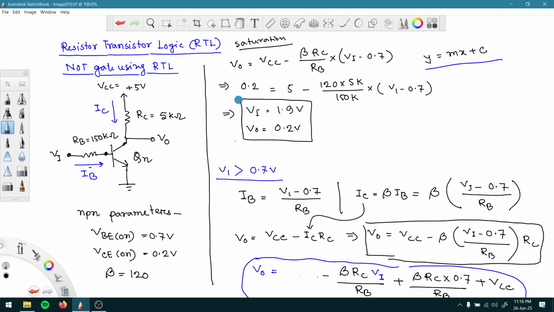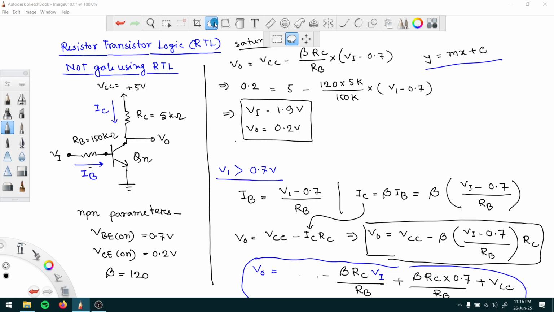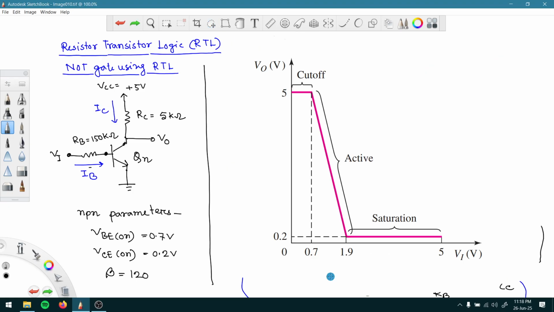Now using all of these values, we will try to draw the voltage transfer curve for this particular circuit. So this was the voltage transfer curve found from all the steps we have done. We started from 0 up to 0.7 volt, and that was the cutoff region, and in that region no current was flowing through IB. Because of that, no current through IC, and because of that, the VCC of 5 volt was coming directly to V0. So that's why in this region we are getting 5 volt.